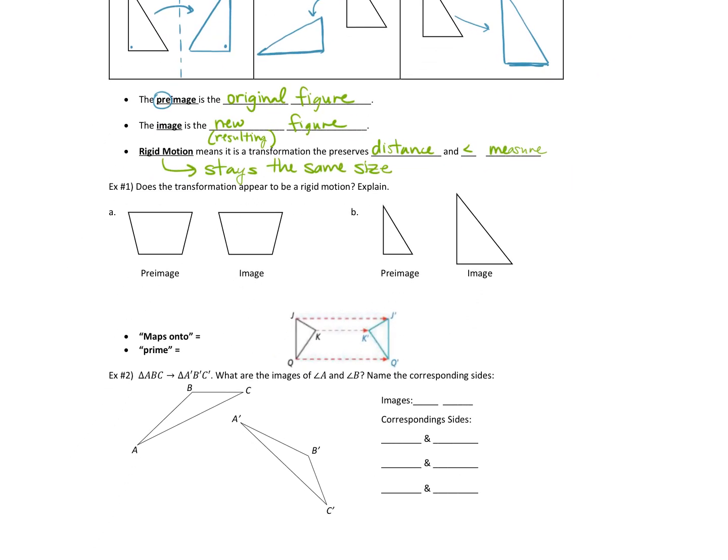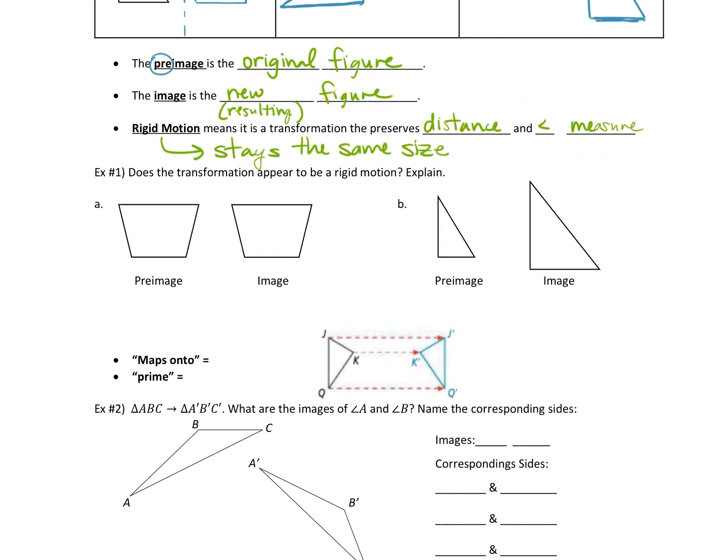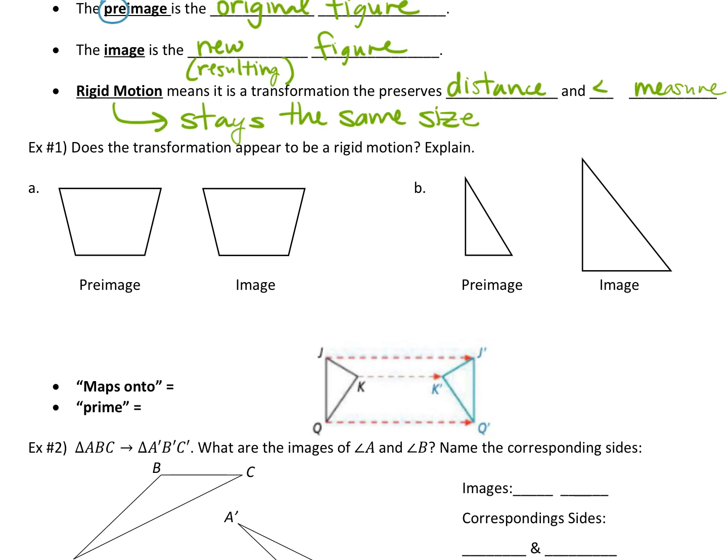Okay, so look at these two pictures. It asks the question, does this transformation appear to be a rigid motion? The pre-image is what you're starting with, and it is sliding over to right here and gives us our image. Do you think that is a rigid motion? Yes. Why? Because it stays the same size. So we would say yes because they are the same size. That is a rigid motion.